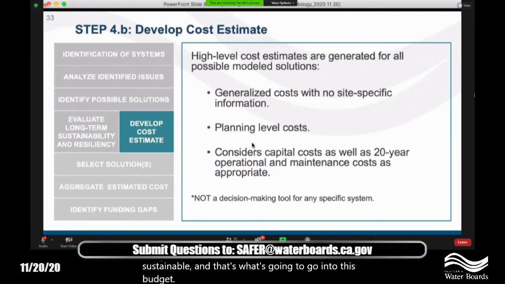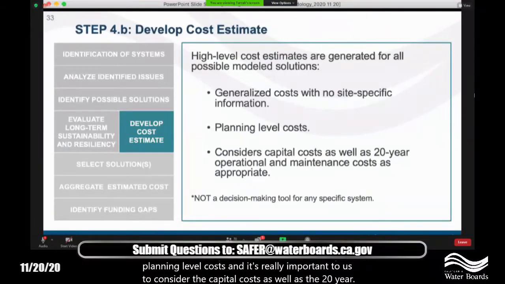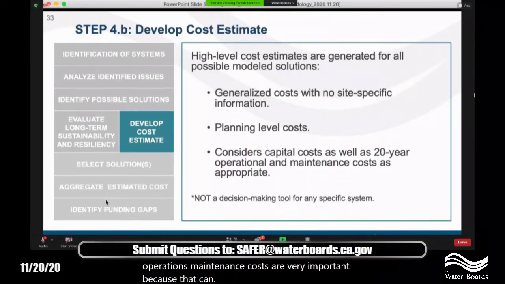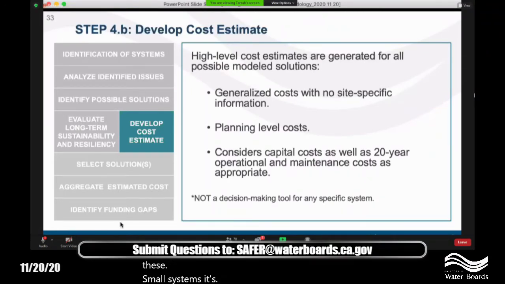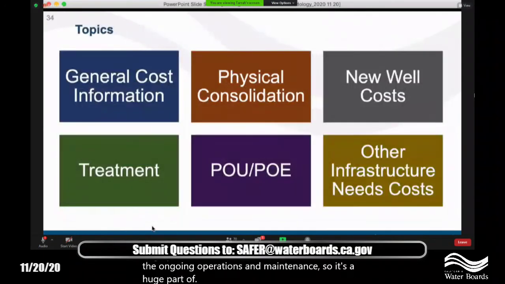Again, each system really needs its own site-specific evaluation. So these are just planning level costs, and it's really important to us to consider the capital costs as well as the 20-year operation and maintenance costs. The 20-year operations and maintenance costs are very important because that can really be a project killer for a lot of these small systems. It's very expensive in some cases for the ongoing operations and maintenance, so it's a huge part of decision making.